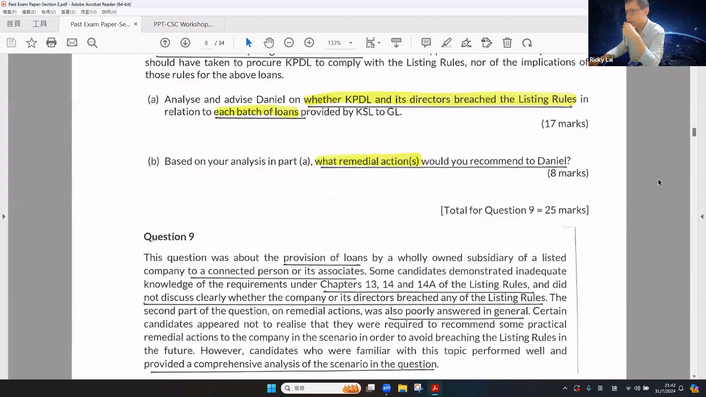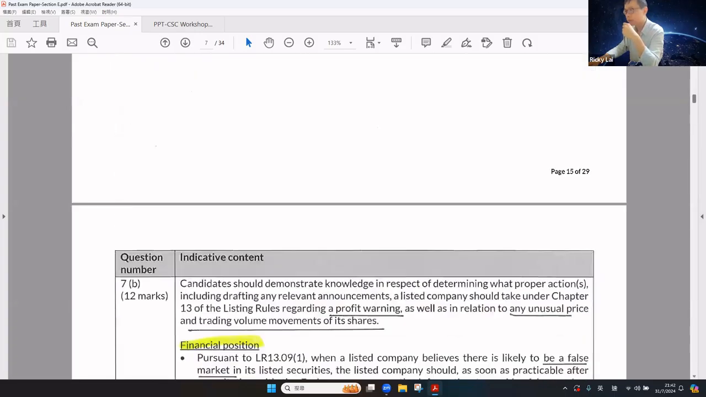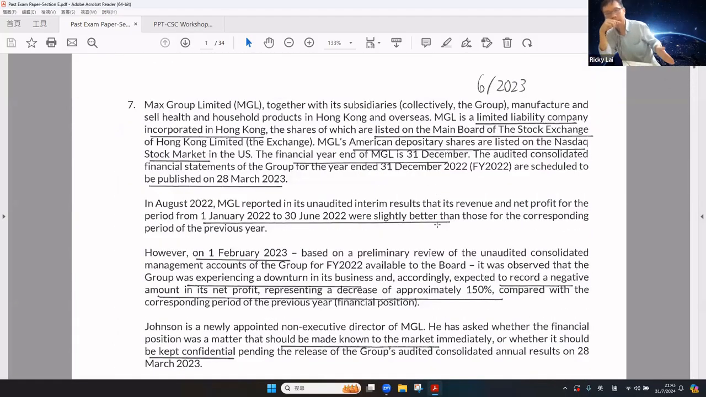Please also read the question carefully and understand the focus of the question. Whenever the question asks you about the listed company, please apply the listing rules instead of the Companies Ordinance, unless the company is a Hong Kong company, say because of an allotment of shares, where we can mention filing the form NSC1 with the CR. Other than that, please focus on Chapter 13, 14, and 14A.